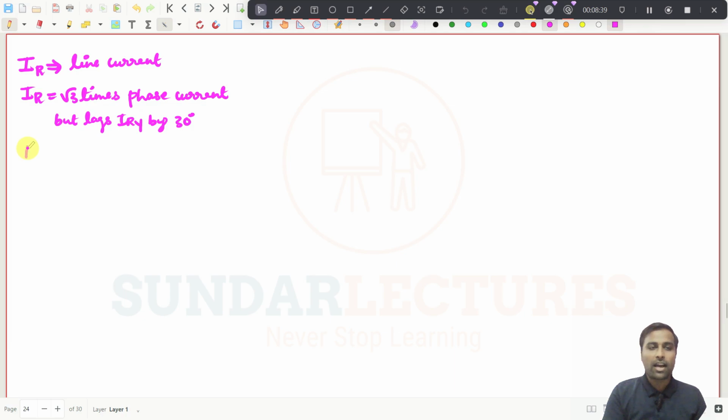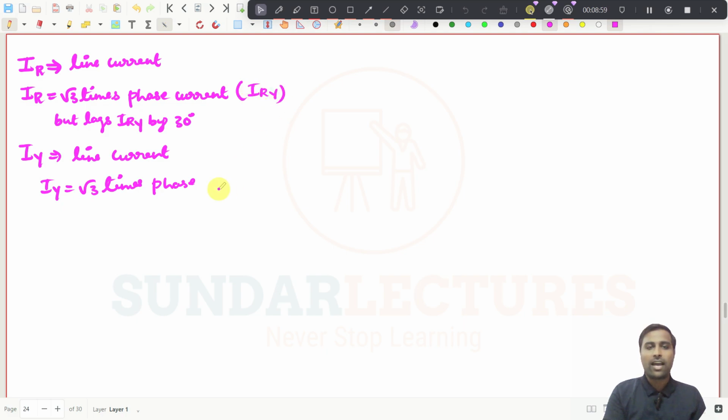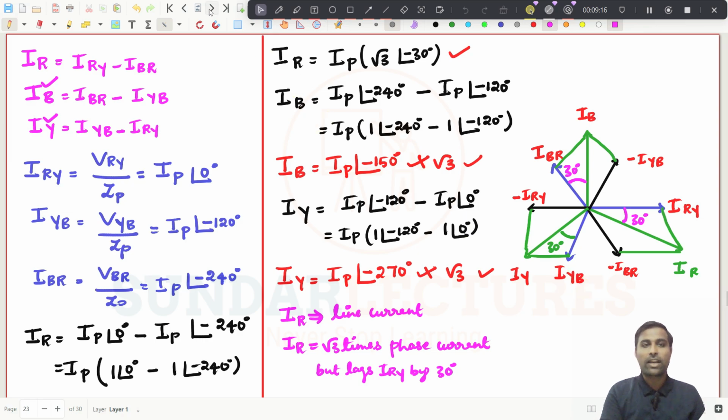Which one? See, IY again. That is also a line current. That IY will be root 3 times the phase current. Which phase current? See, this phase current is IRY, and this phase current is IYB, but lags IYB by 30 degree. Which one am I telling? IY. See what happens to IY? IY is lagging, right? Because it is coming like this in the clockwise direction. You see this is coming first, so it is lagging by 30 degree.